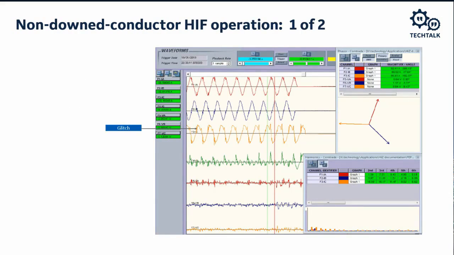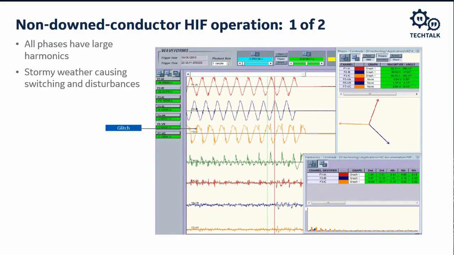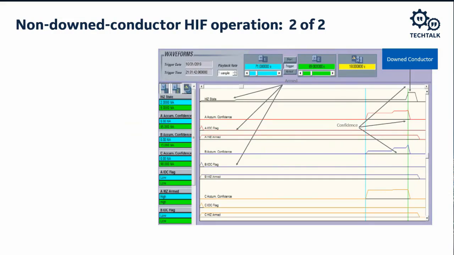Next, here's an example of a non-down conductor HIF operation. The phasor waveforms show that all phases have large harmonics. This event was during stormy weather, which caused much switching and system disturbances. Also note that phase C current shows a repeated glitch.